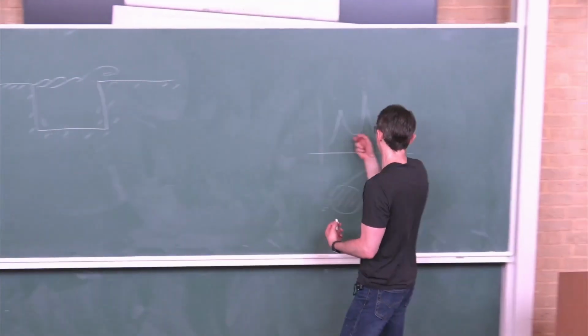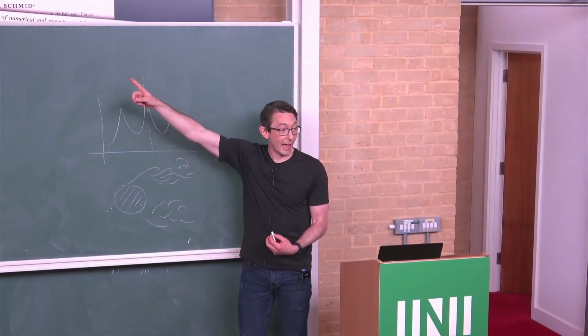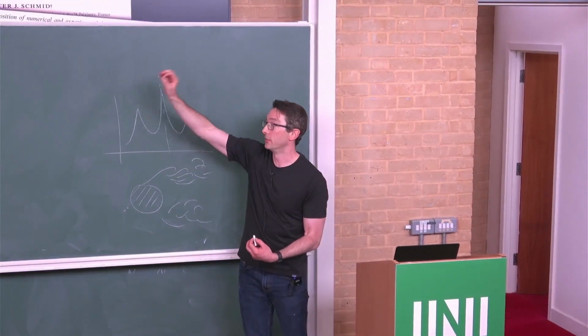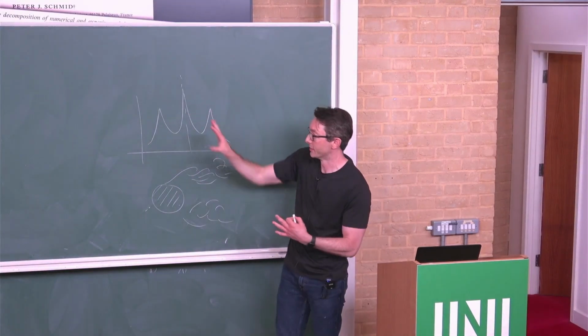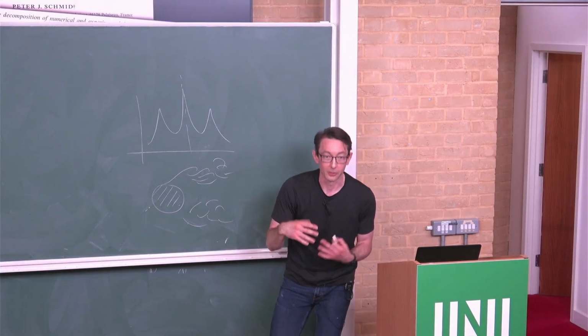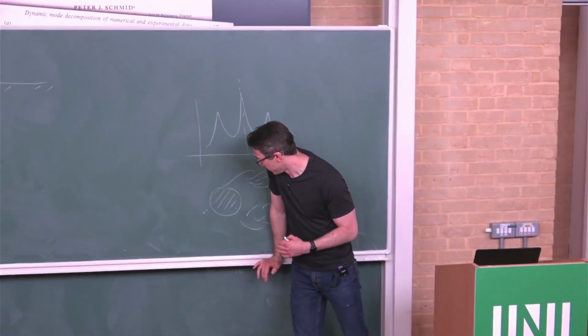It looks a lot like this. You have a cavity frequency and its harmonics. You have the Kelvin-Helmholtz frequency and its harmonics, and then the interaction of these in this. So it's a perfect candidate for DMD and Koopman analysis.